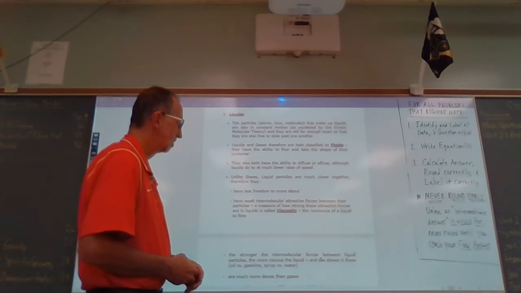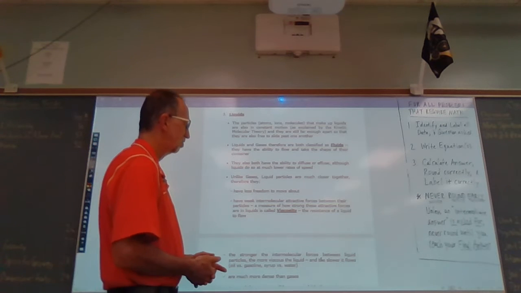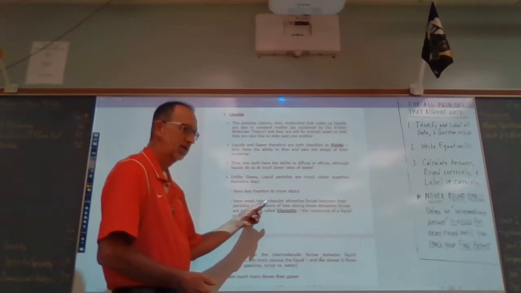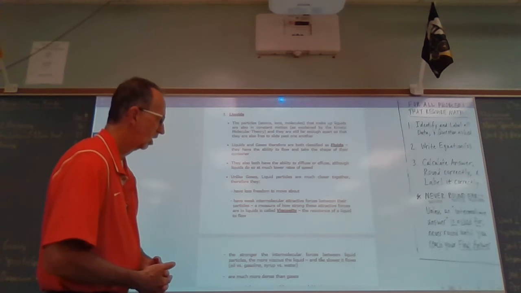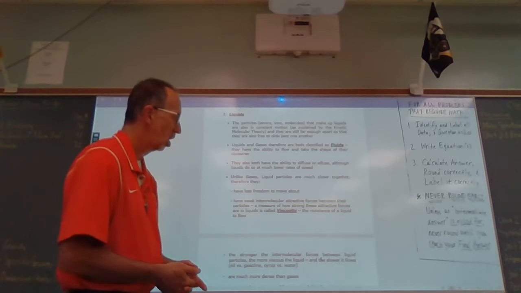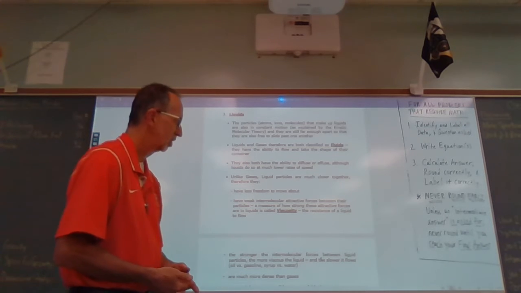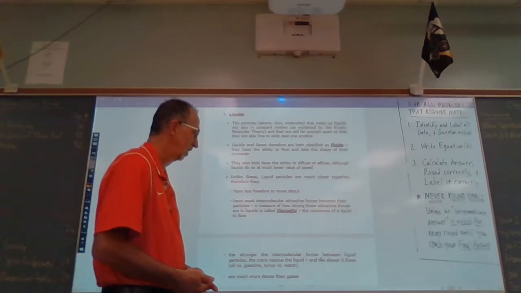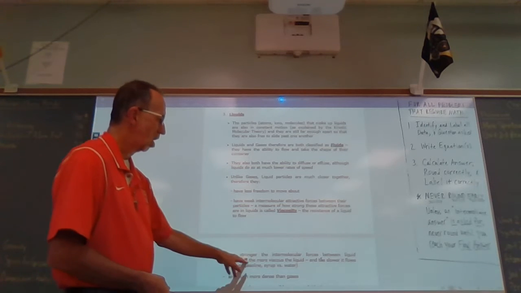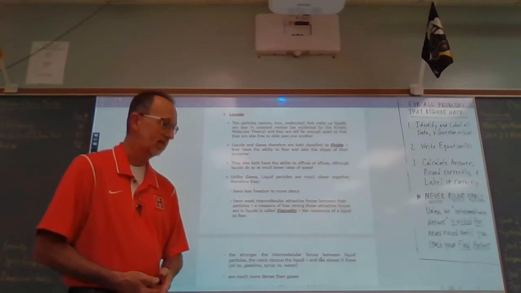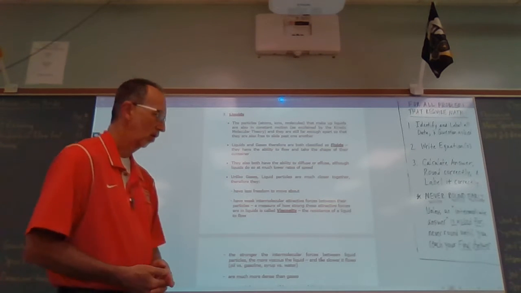Unlike gases, though, liquid particles are much closer together. Therefore, they have less freedom to move about. And they do have some weak intermolecular attractive forces between the particles. A measure of how strong those attractive forces are in a liquid is called viscosity, all right, the resistance of a liquid to flow. The stronger the intermolecular forces between liquid particles, the more viscous the liquid and the slower it flows.